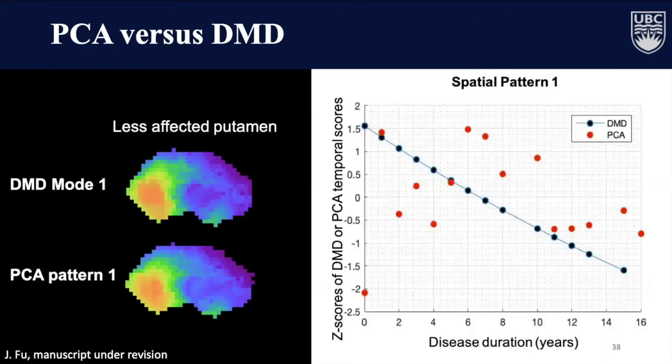As for the comparison between PCA and DMD, PCA only models spatial information by maximizing variance in the data, while DMD captures the temporal information. As you can see here, this is the curve obtained with DMD, and the red dots are the PC scores correlated with disease duration. You can see here the correlation for DMD is much better with disease duration. So it really shows that DMD may be a better alternative method to extract spatial patterns that track disease duration the best.